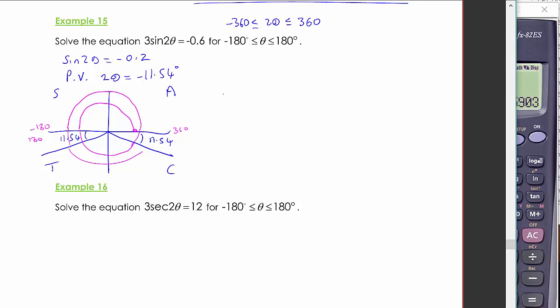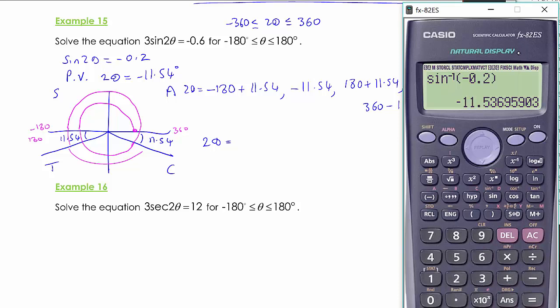So, what have we got? So it will be negative 180, add 11.54. So we've got to negative 180 and we went forward another 11.54. And then we've got the negative 11.54. And then we've got 180 plus 11.54. And then 360 take away 11.54. And remember, those are all for 2 theta. So let's sort those out.